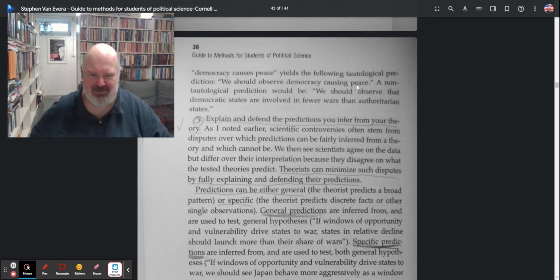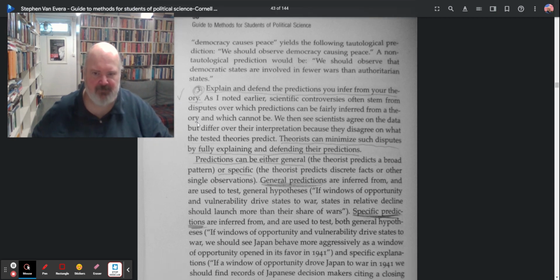Well, that's a tautology. What is the relationship to that? So we should see a pattern. How do we see a pattern? Therefore, we should observe that democratic states are involved in fewer wars than authoritarian states. That's a strong group test.